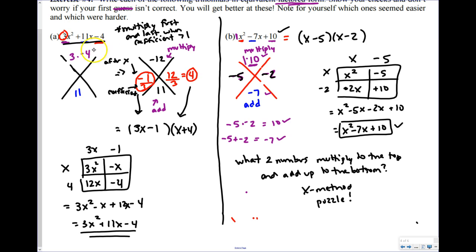Okay, you got to multiply your first and last coefficient. That's the first step. Then you solve your puzzle. What two numbers multiply at the top, add up to the bottom? Okay, then you divide by your first coefficient you started with. Then you place it into your binomial form.